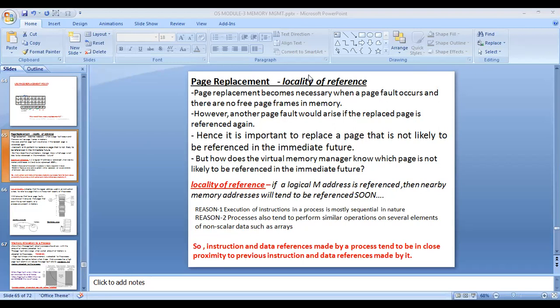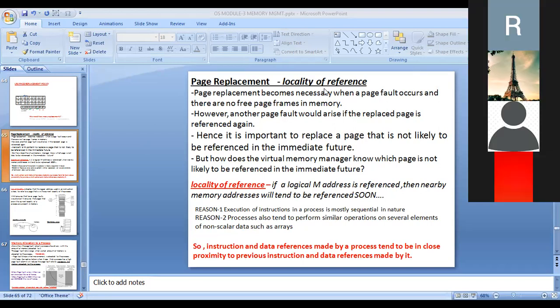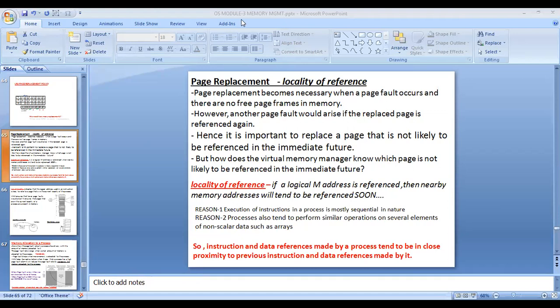So only 5 participants have logged in. Shall we start?